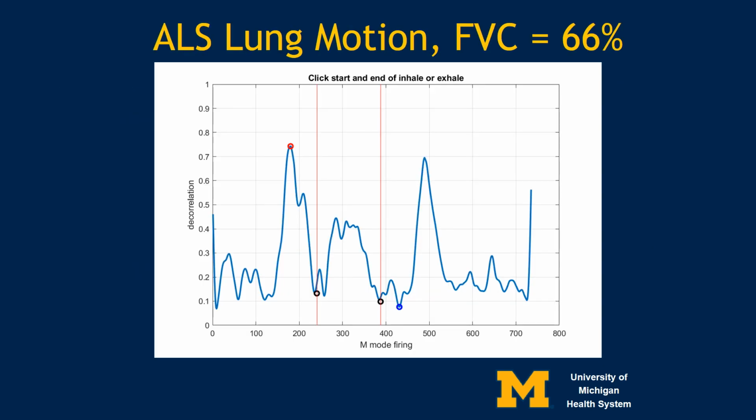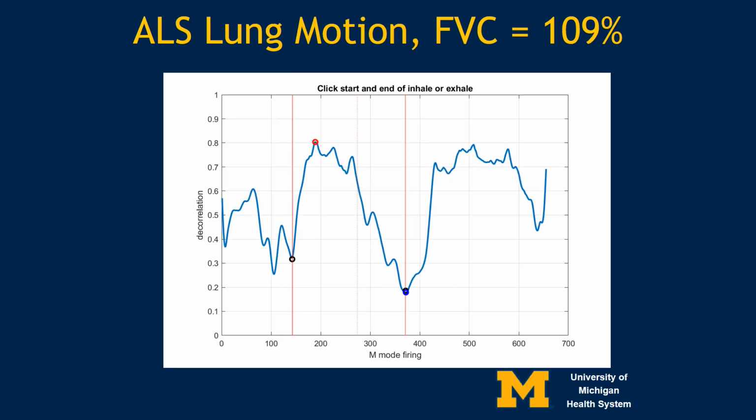So this is a decorrelation plot in a patient who has a forced vital capacity of 66%. The measured portion of the breath is between the 2 red lines, and the amount of decorrelation in this case is relatively low. And this is a patient who is more normal, and you can see the forced vital capacity was 109%, so he was actually breathing more than the average person would be expected at his or her estimated body weight and age. And the decorrelation rate is higher, or the total decorrelation is higher.